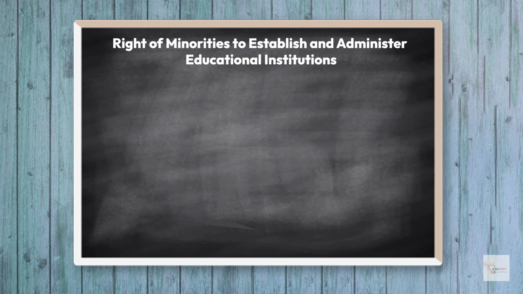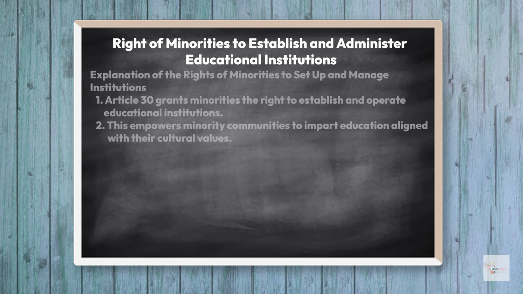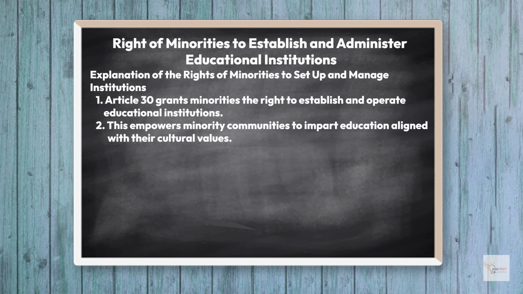Now let's talk about the third point: Article 30, Right of Minorities to Establish and Administer Educational Institutions. Explanation of the rights of minorities to set up and manage institutions. Article 30 grants minorities the right to establish and operate educational institutions. This empowers minority communities to impart education aligned with their cultural values.